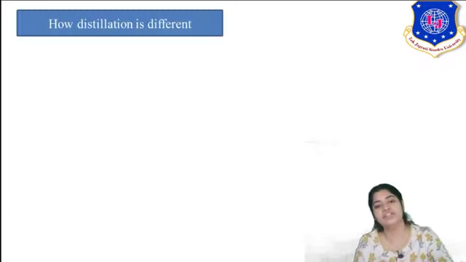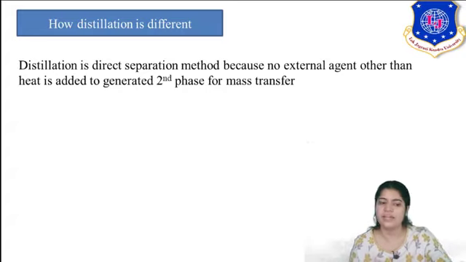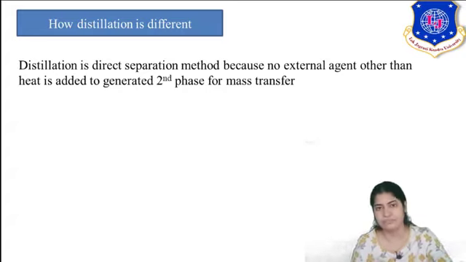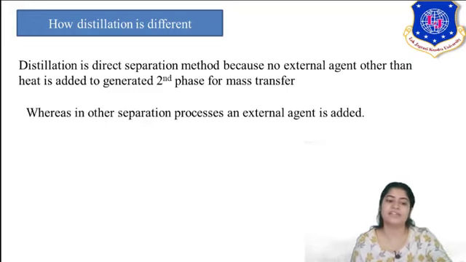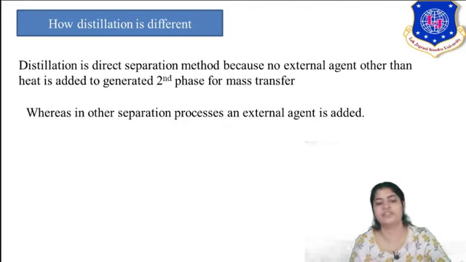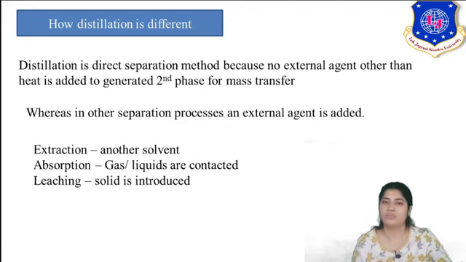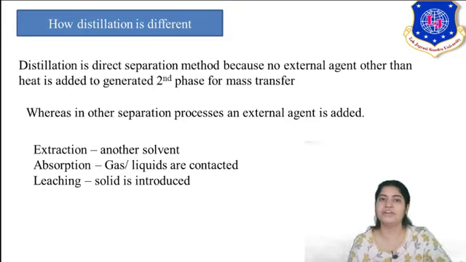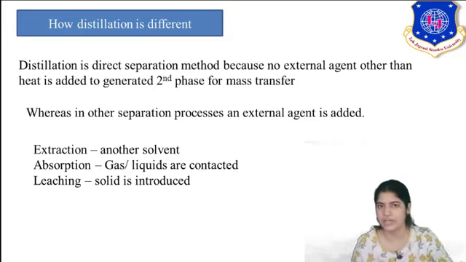Now, how is distillation different? Distillation is a direct separation method because no external agent is added. You just add heat to it. Whereas in other separation processes, an external agent is added. Which other separation processes? Suppose in extraction, another solvent is added. Because another solvent is added, a heterogeneous phase is formed. Here, different phases means not only liquid and gas.